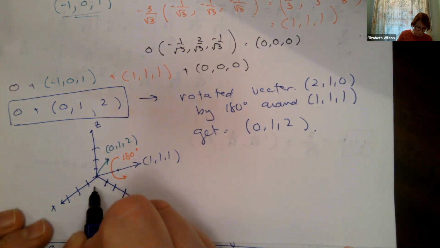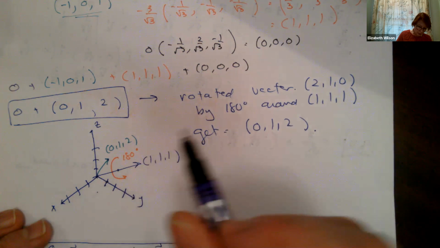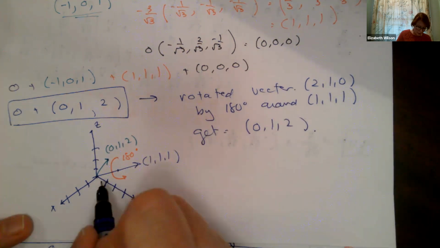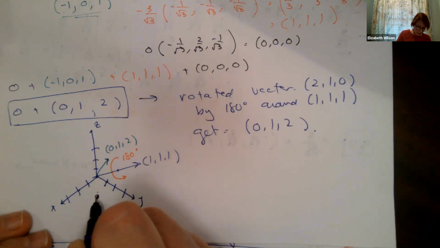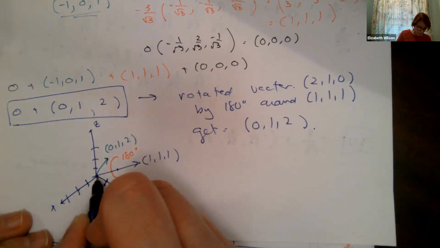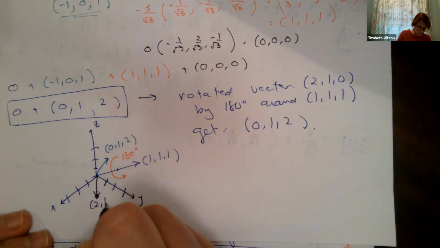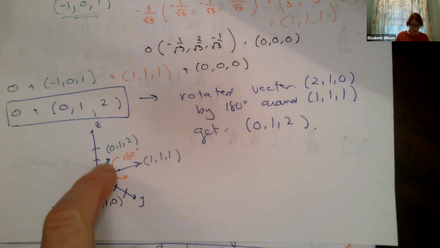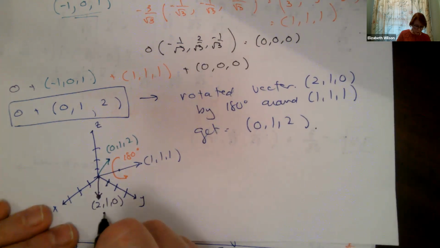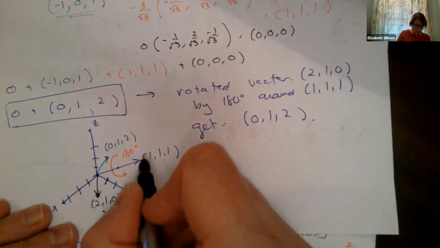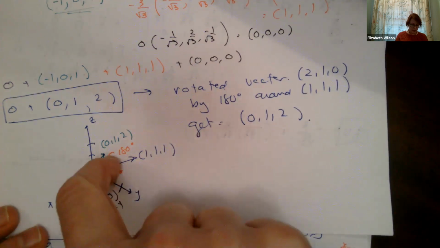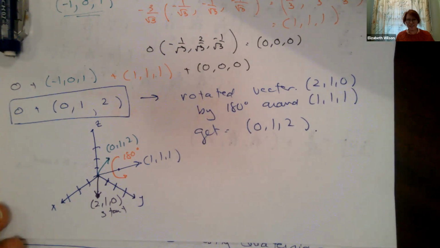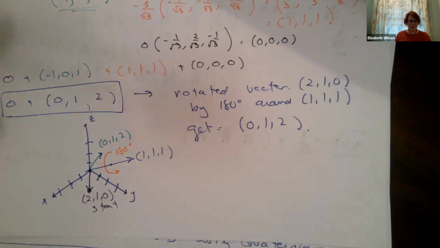So 0, whoops, I did that wrong. That's my answer. Rotated 2, 1, 0. Sorry, I'll draw it this way. 2, 1, 0. And I'm rotating that 180 degrees around, and I'm going to end up there. So I start, I rotate it around this thing here, and I end up at that spot. Okay. Phew. That's a lot, right? But we can do it.